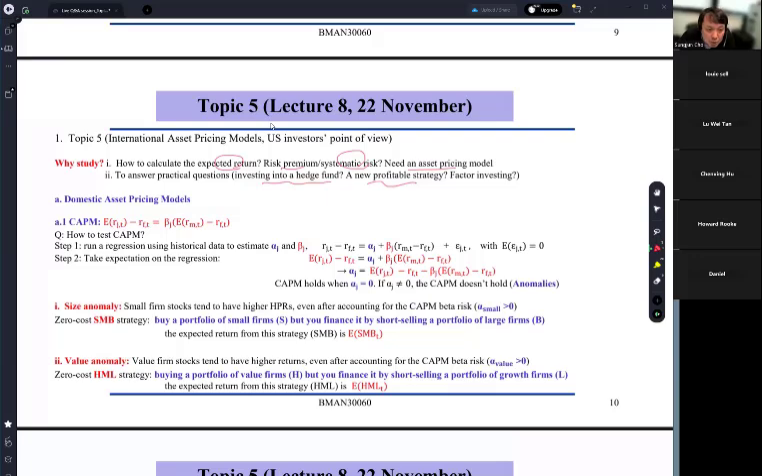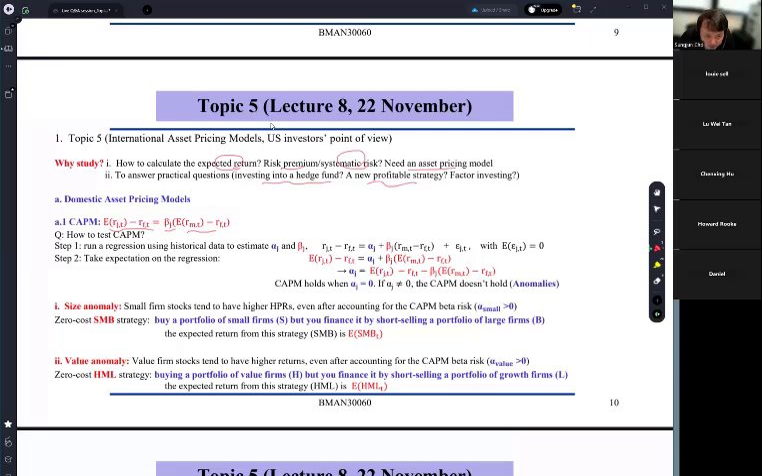We first talk about the domestic asset pricing model, starting with the CAPM. The excess return on any risky asset J is equal to the beta of that asset times the market excess returns. How do we know whether this model is a good model or not?